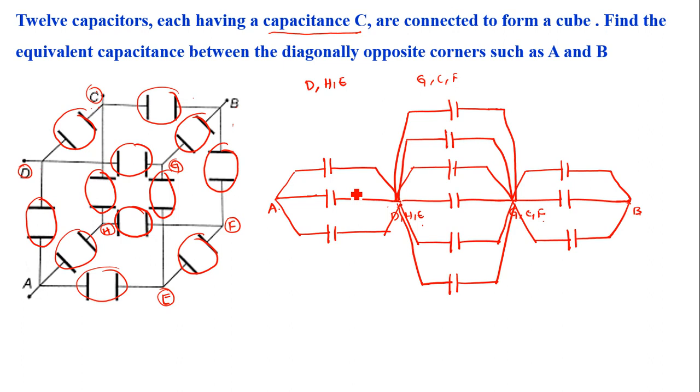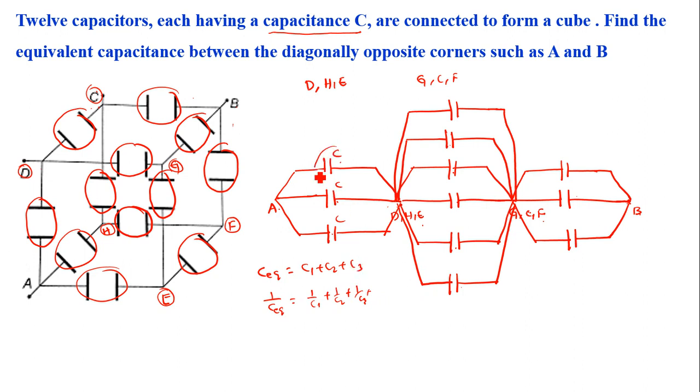Now how many capacitors are completed? 1, 2, 3, 4, 5, 6, 7, 8, 9, 10, 11, 12. All of them are completed. Now you can find the equivalent capacitance. All of them have C. For capacitors in parallel, C equivalent is C1 plus C2 plus C3. If connected in series, then 1 by C equivalent is equal to 1 by C1 plus 1 by C2 plus 1 by C3 and so on, of course if more are there.